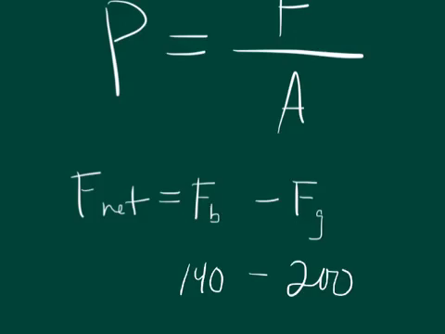Again, guys, only when you're floating is FB equal to FG. Okay? So yeah, your weight is 60 newtons downward, which is negative 60. That's why the negative sign is there. Keep that in mind. Again, if you're floating, it's 200 minus 200, which is 0. That's why you feel like you're weightless when you're floating.